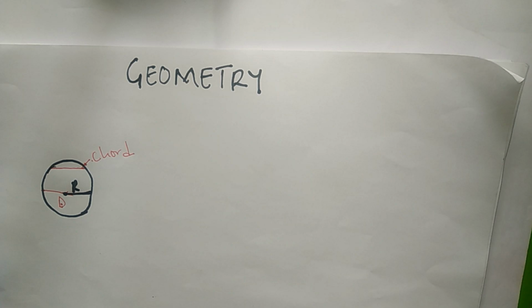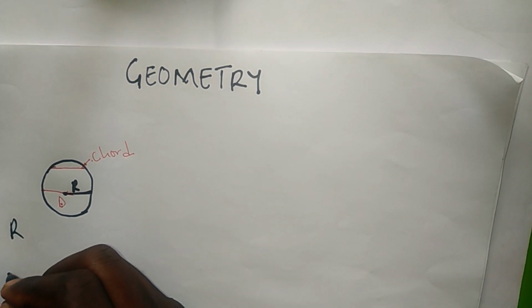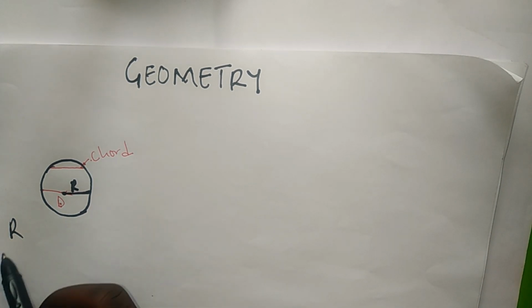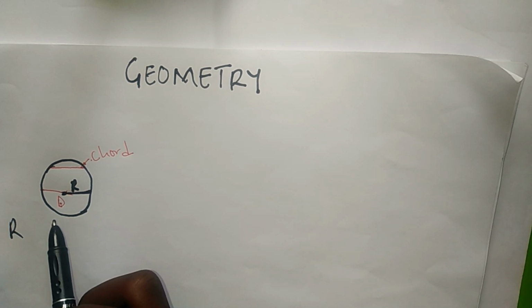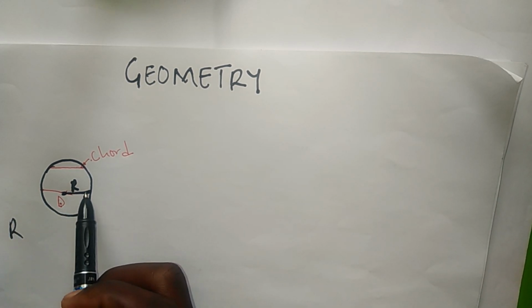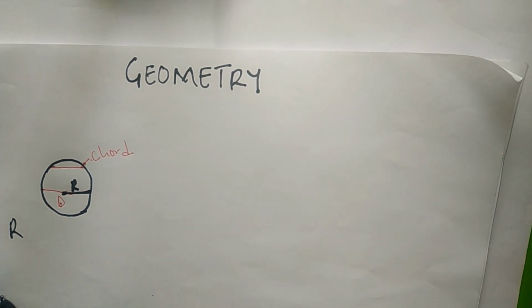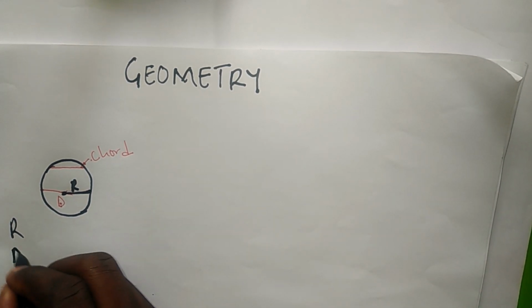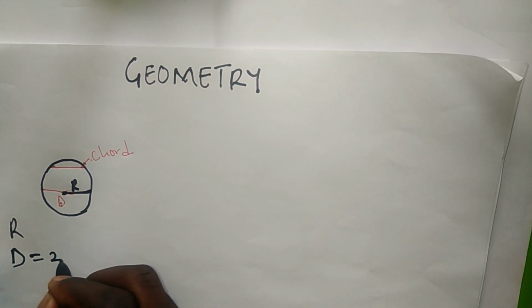For a circle, we have the radius, R. I represent the radius with the letter R, which is from the middle of the circle to the end here. Now, from the middle to this other side is referred to as the diameter. So I will refer to the diameter as D. And the formula representing the diameter is D equals 2R.